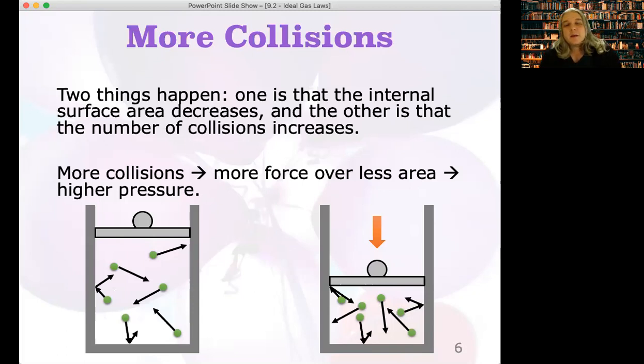Now, you may stop and realize that there is going to be less area as well. Because you've pushed it down, you've lost some of these walls here. The gas particles can no longer hit part of the wall, but overall the area decreases by a small amount, whereas the number of collisions increases by a big amount. So the number of collisions still goes up more than the loss in area, which means you get a higher pressure.